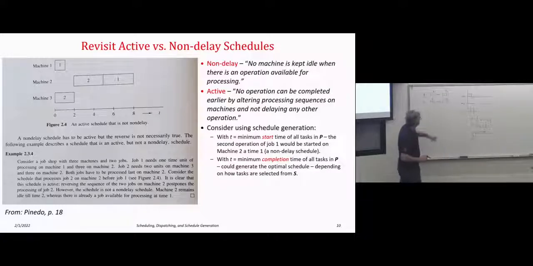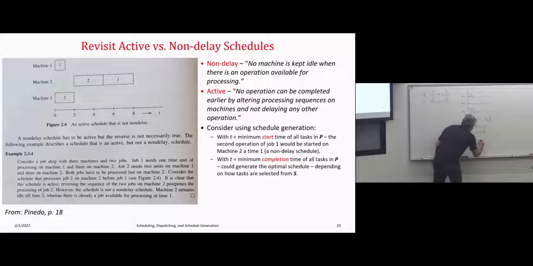Right? So the minimum start for 1, 2, it can start immediately when this one's finished, so it can start at time 1. Right? And when I look at this one, 2, 2, well, it can start here because there's nothing on machine 2, so it can start at 2. And so now when I have the min value, it's 1.